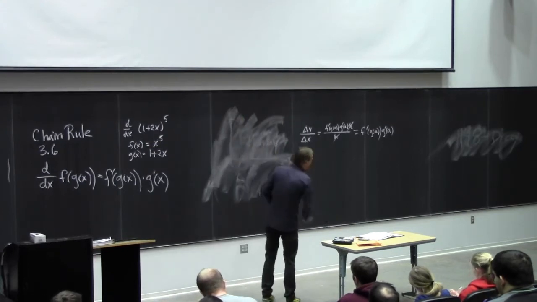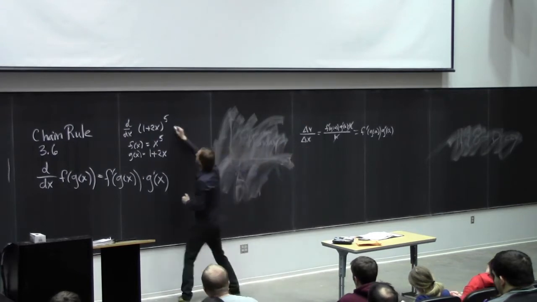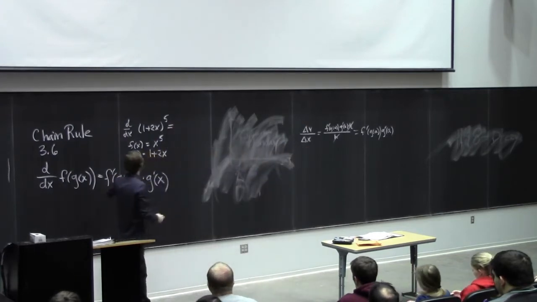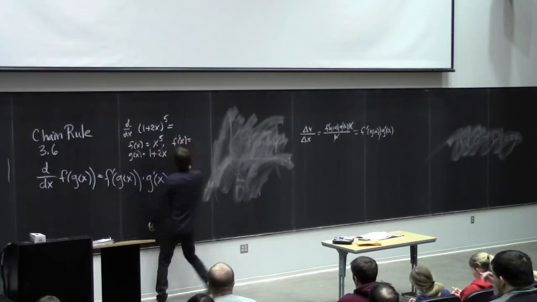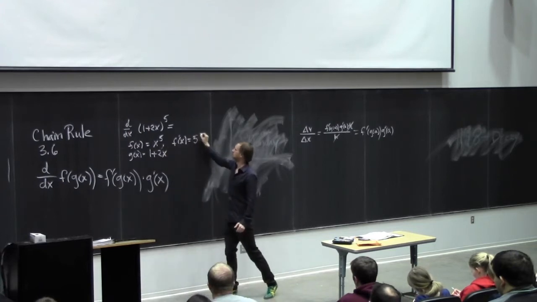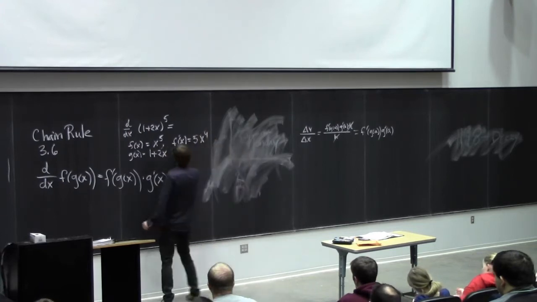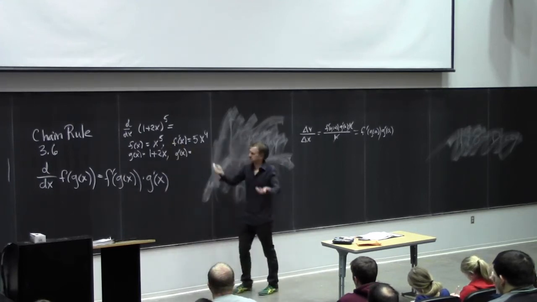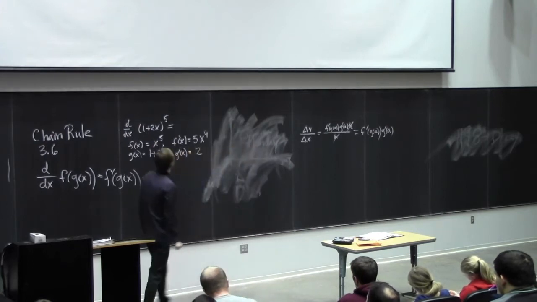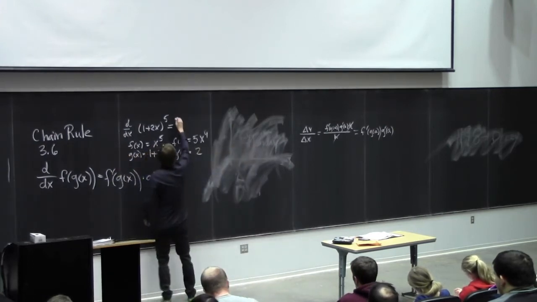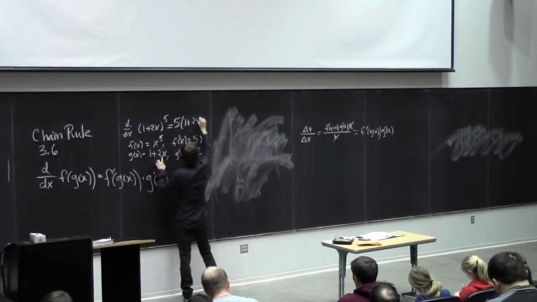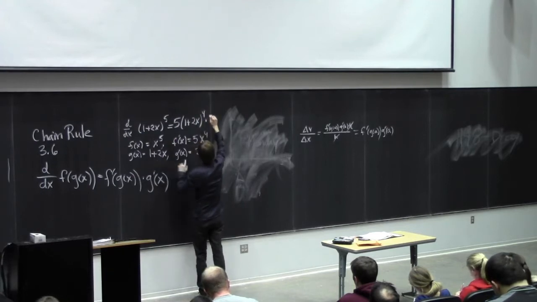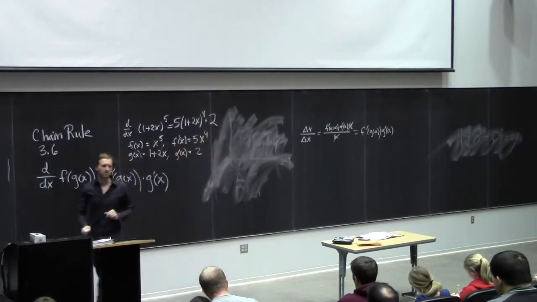Let's do this. So the derivative of this is equal to f prime of g of x. What's f prime of x equal to? Let's see. F prime of x is equal to 5x to the 4th. And g prime of x is equal to 2. So we're going to have 5 times (1 plus 2x) to the 4th times 2.